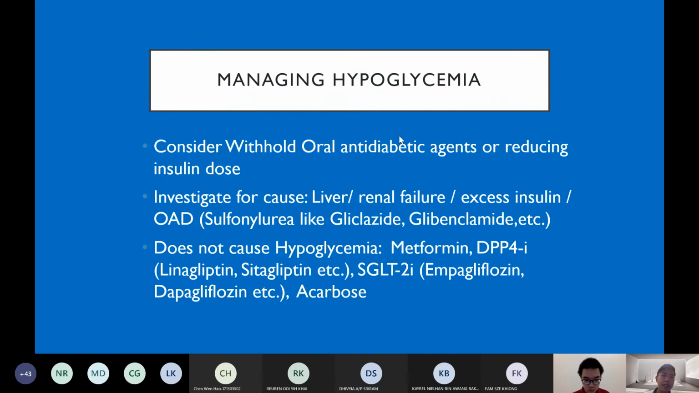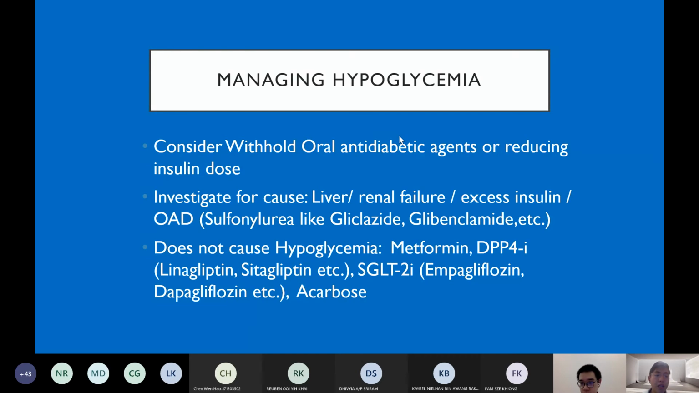So in general, if a patient is taking any oral antidiabetic agents, such as the sulfonylureas, you need to withhold that, or you need to consider reducing your insulin dose. And you may need to investigate for causes of hypoglycemia if they are not taking any oral antidiabetic agents, such as liver or renal failure, or rarer causes of endogenous production of insulin, such as insulinoma or an IGF-2 secreting tumor.